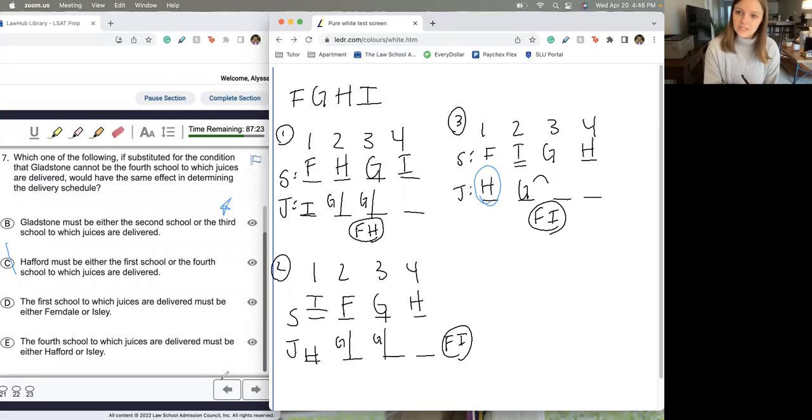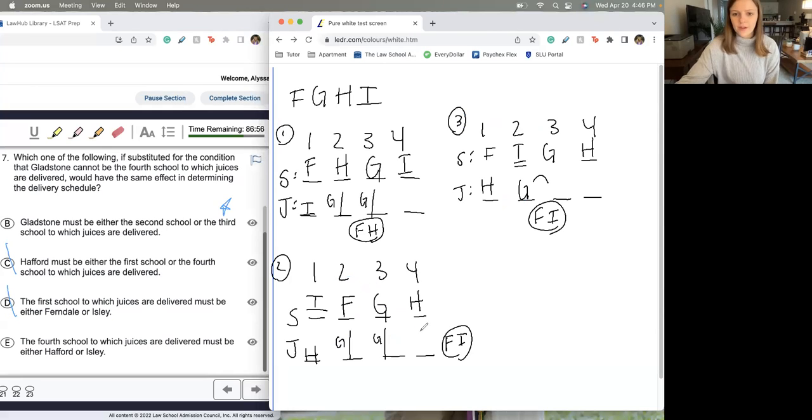And if I had picked D, it would mean that I wouldn't even be able to use any of this stuff because H would be in that first spot. I'd only be able to use this diagram as a working diagram. So because it doesn't have to be true, it's wrong. Okay, there. And the last one says the fourth school to which juices are delivered must be H or I. Does not have to be true.